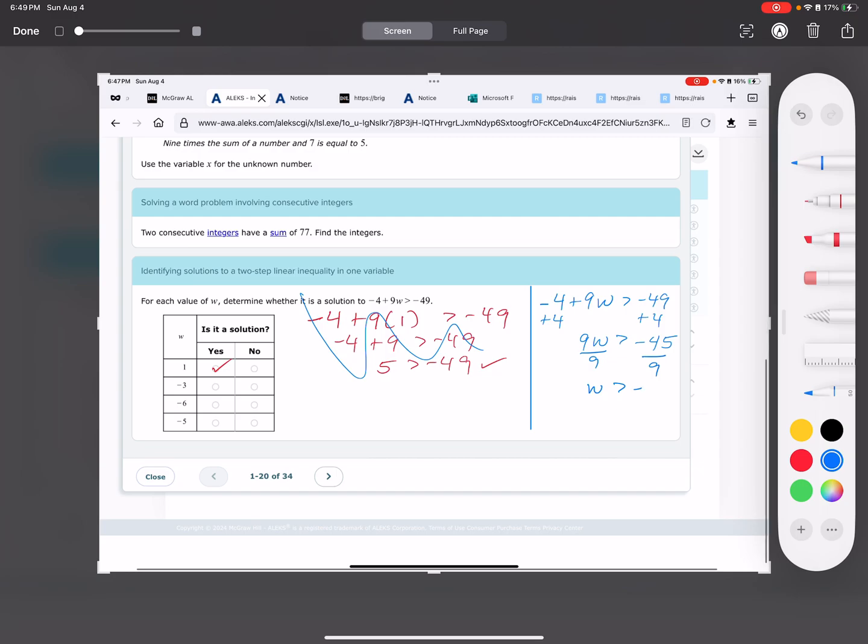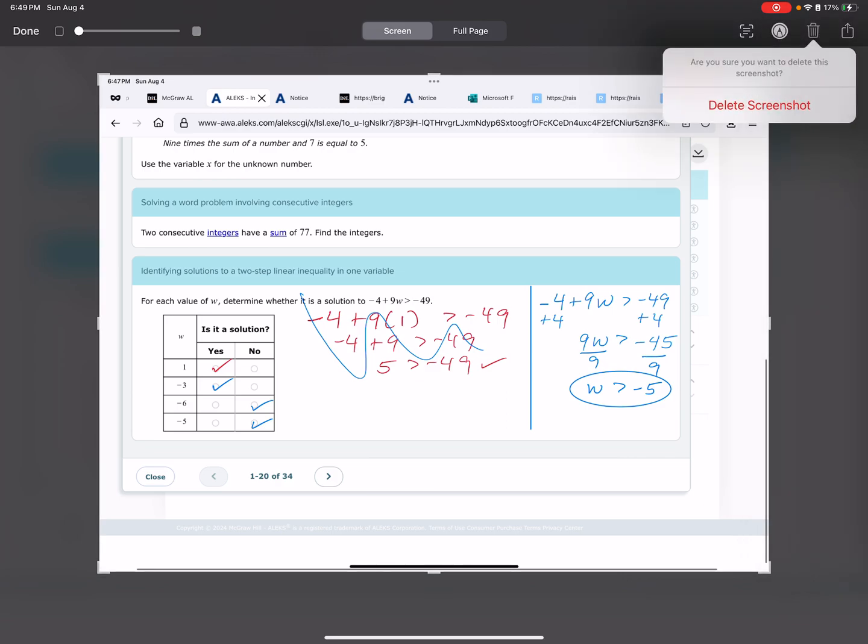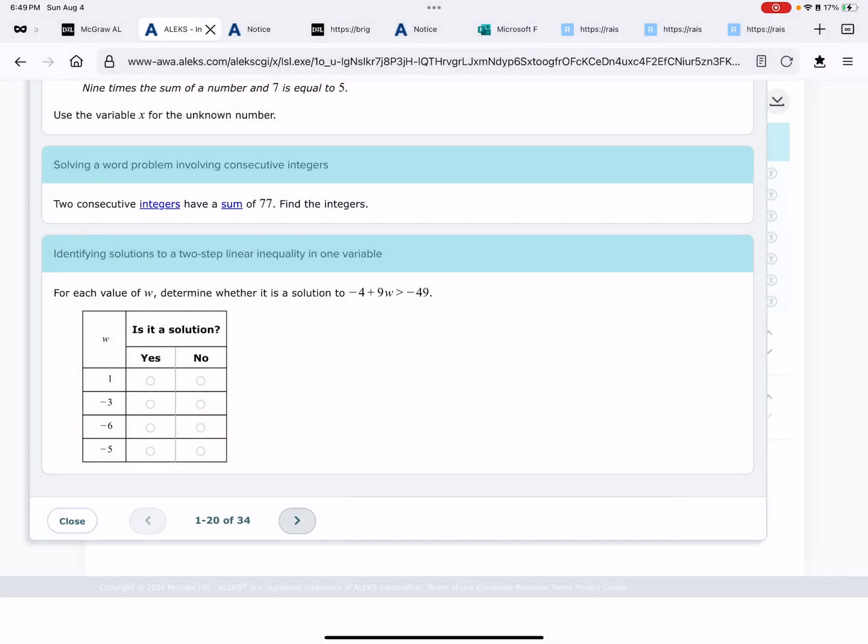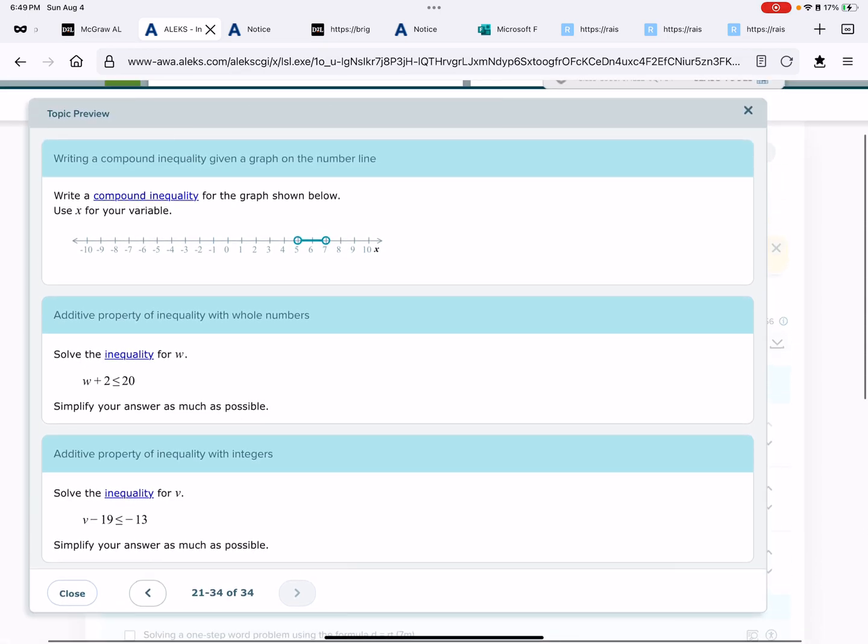Negative 45 divided by 9 is negative 5. So any number that's bigger than negative 5 is going to be true. So negative 3 is bigger than negative 5, but 6 is not, and negative 5 is not. It is equal to it. So that's a little quicker way to just solve the problem and then look at the chart. But if you're having trouble with that, you can do it the way that I showed you first. Okay, let's look at the next section of problems.